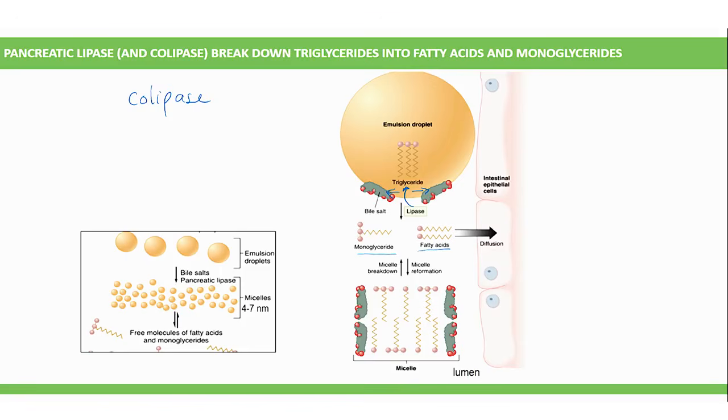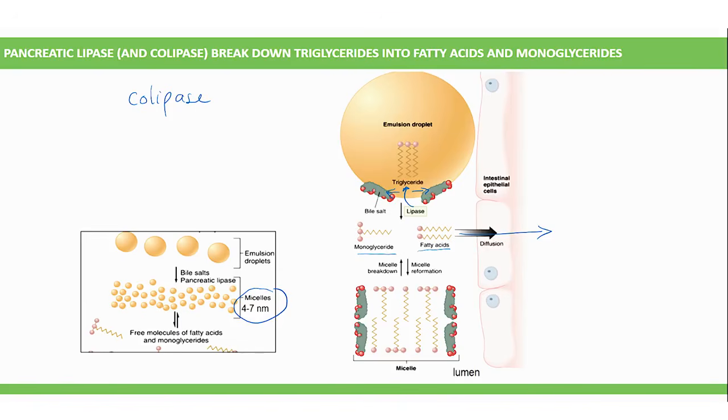The monoglycerides and fatty acids diffuse directly through the phospholipid bilayers of your cell membranes. In this case, it's the intestinal epithelial cells, or the mucosal layer of the small intestine, and they eventually end up in your bloodstream. Importantly, aiding in the process of absorption of fats, we get the formation of extremely tiny fat droplets called micelles. You can see they're 4 to 7 nanometers in diameter.